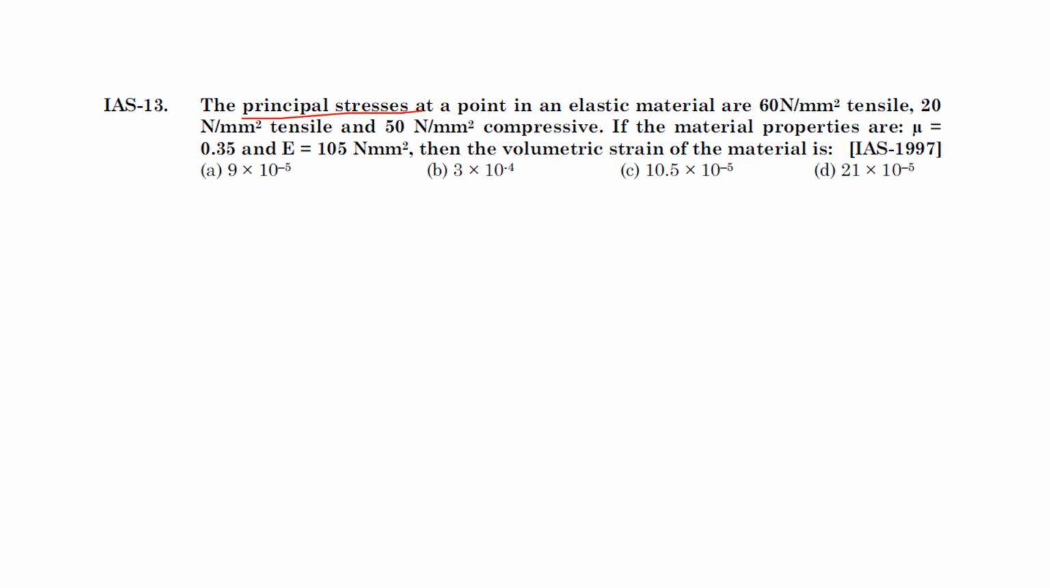Next question. The principal stresses at a point in an elastic material are 60 Newton per mm square tensile, 20 Newton per mm square tensile, and 50 Newton per mm square compressive. The material properties mu and E are given, and they are asking for the volumetric strain. The options are 3 into 10 to the power minus 4, 10.5 into 10 to the power minus 5, and 21 into 10 to the power minus 5. Let's see.